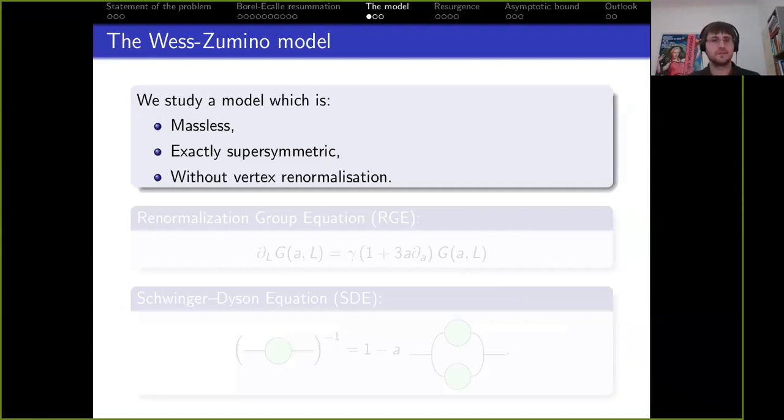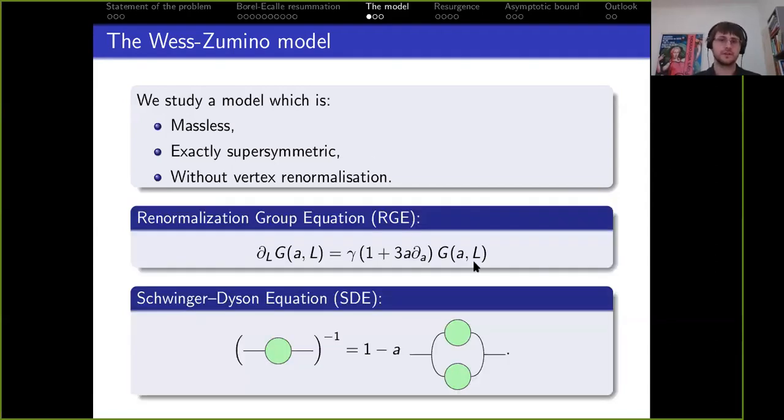So, okay, let's try to apply that to the Wess-Zumino model. This is actually an old quantum field theory model, which is massless and exactly supersymmetric. The fact that it's exactly supersymmetric makes this model have no vertex renormalization. And that really simplifies your life. So this model has renormalization group equations where gamma is the anomalous dimension of your theory and is the first derivative of G with respect to L evaluated at L equals 0. And L is the logarithm of the momentum that goes through those graphs.